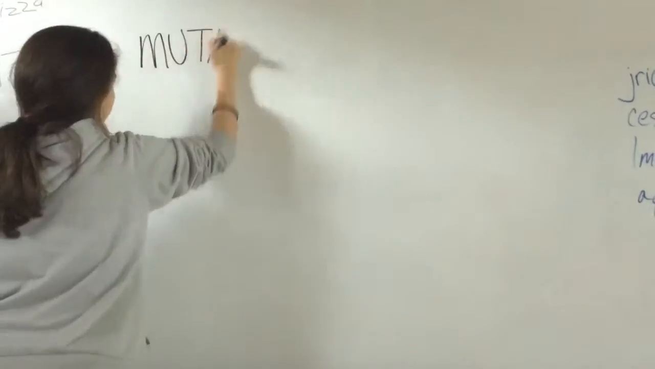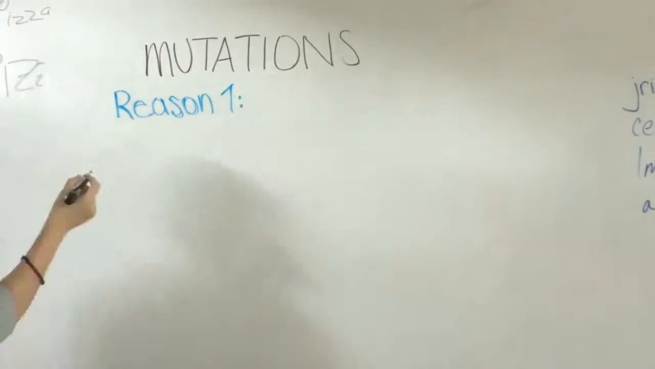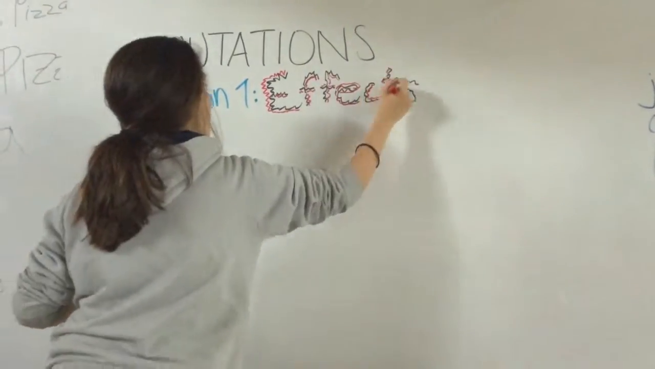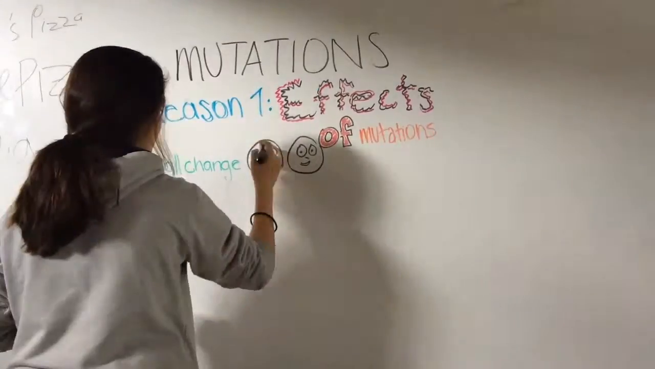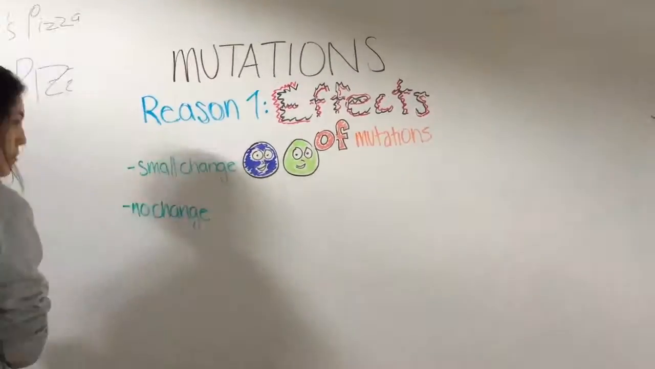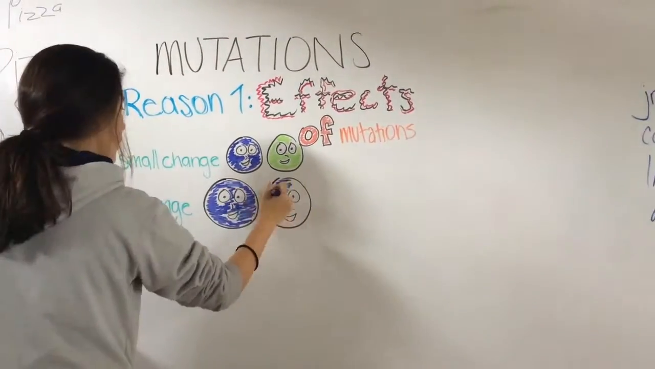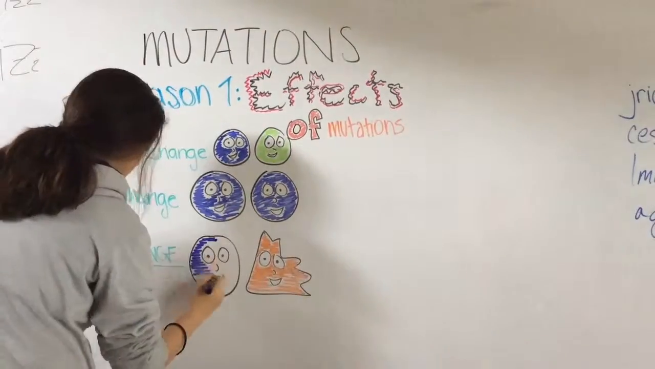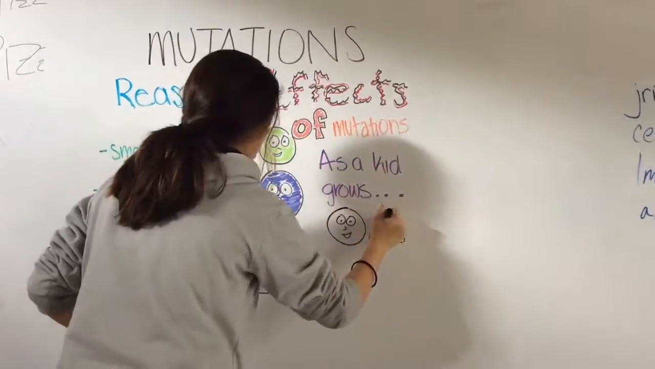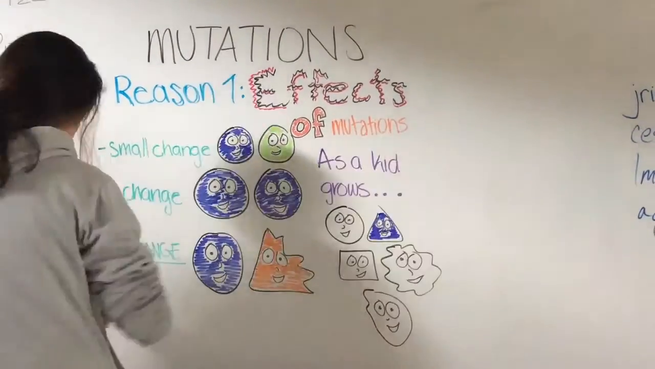So let's talk about mutations, and reason number 1 is the effects of mutations. Some different effects of mutations include a small change in the phenotype, no change in the phenotype, and a big change in the phenotype. And keep in mind that as a kid is growing, even more mutations start taking place, which means the two offspring will be really different from each other.